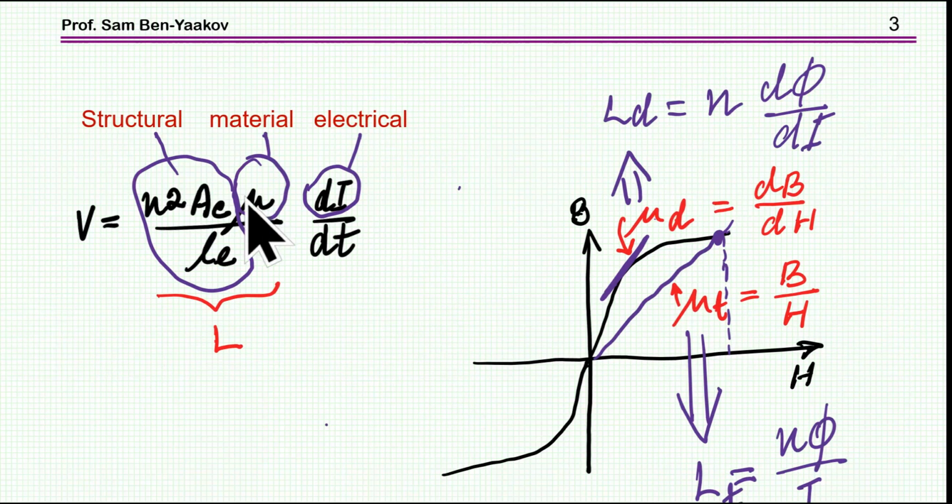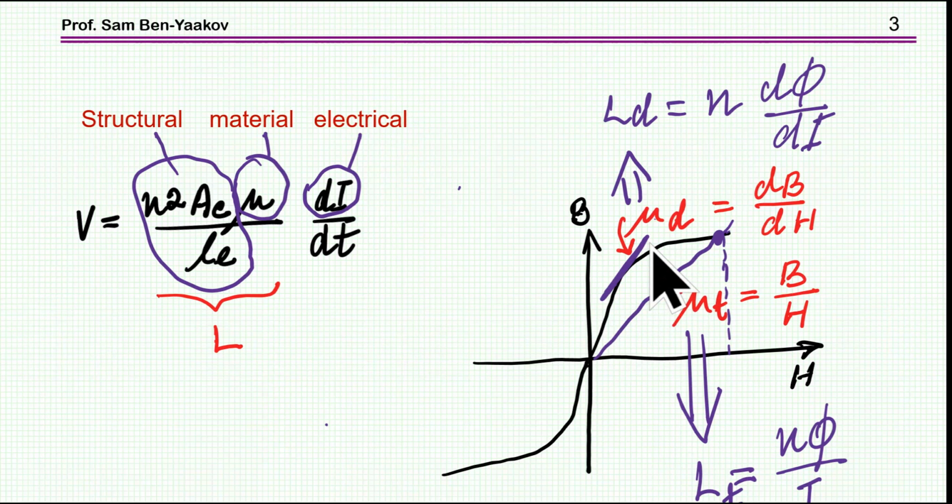Now, if we look at the expression for L, N squared Ae mu over Le, there are parts here which are structural, the cross-section and Le, but then there is a part which has to do with the material. This is the permeability of the core. Now, ideally, permeability is a constant, but in practice, the ferromagnetic cores that we are using are non-linear. And here's a typical BH curve of, say, a ferrite core, and it's non-linear, and we cannot operate it to the end. We have to constrain ourselves.